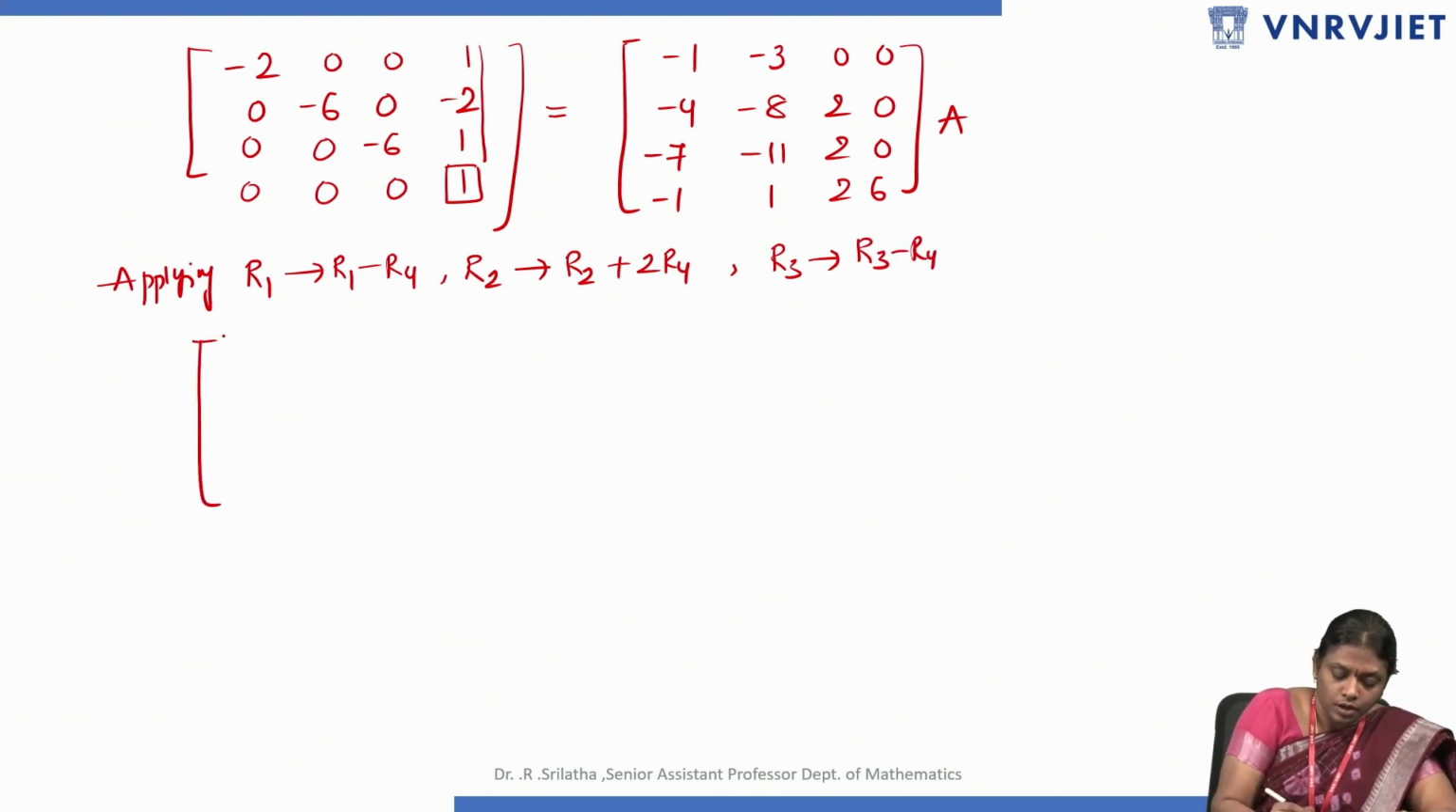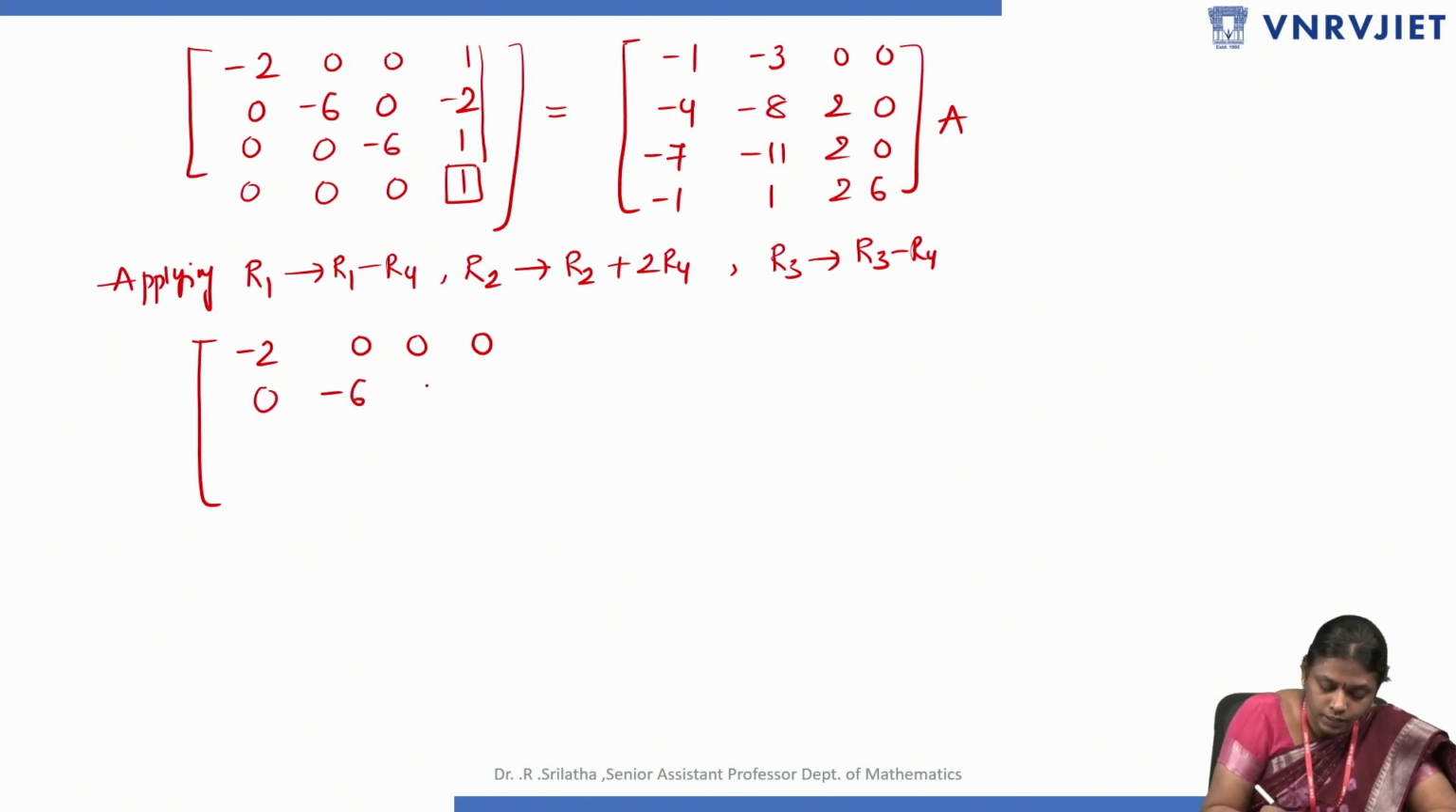Now R1 minus R4, that is -2, 0, 0. Now this is going to be 0. Next, this is 0, -6, 0. Now this is going to be 0. And this is 0, 0, -6. Now this is going to be 0. Now we'll be writing the fourth row as it is.